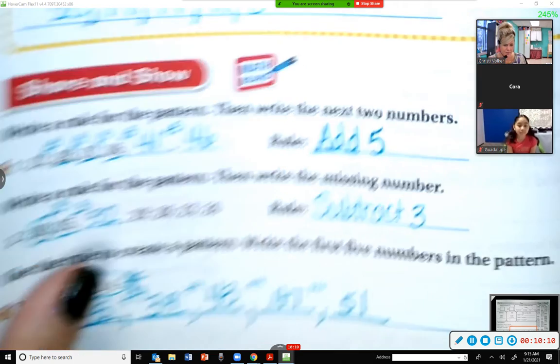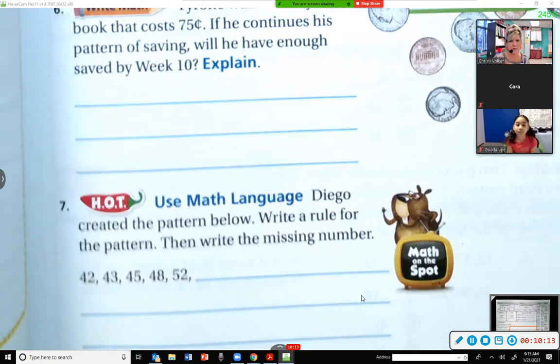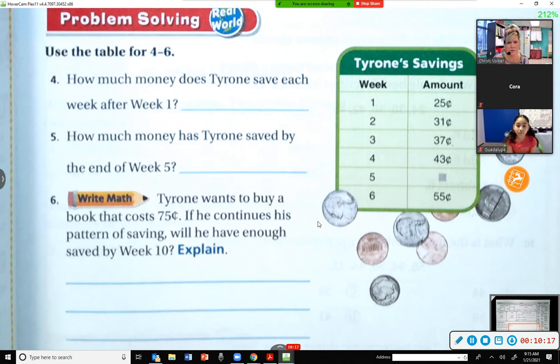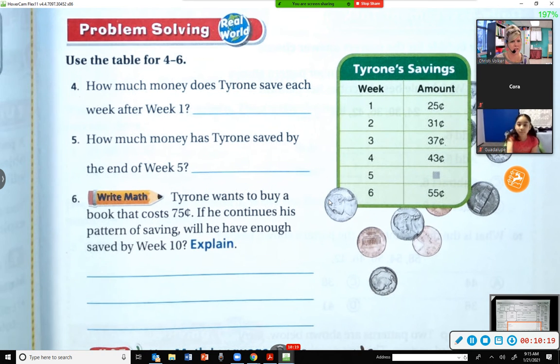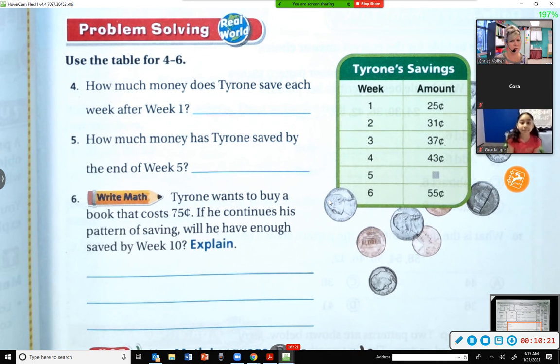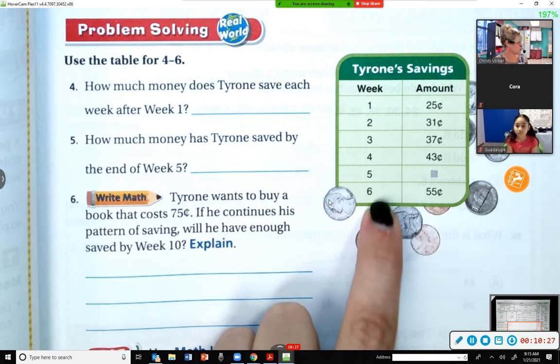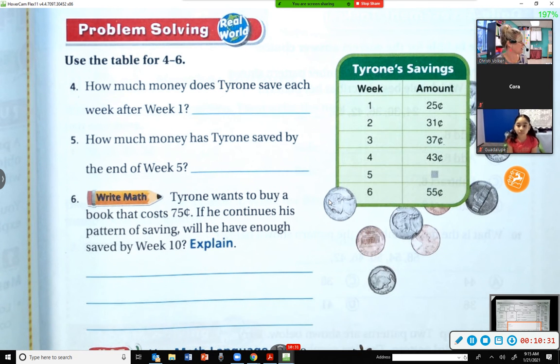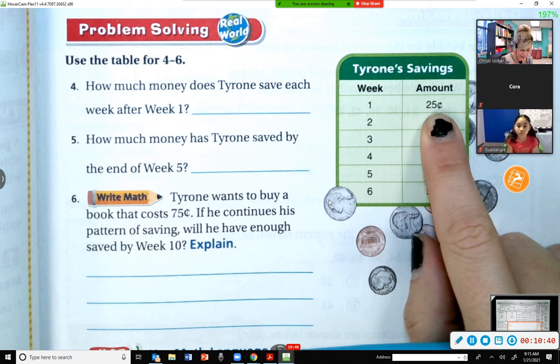Good. All right, so now let's look at the table over on the other side. Can y'all see that at home where I'm at in the book? Okay, good. Number 4 says, how much money does Tyrone save each week after week 1? And this is kind of what you saw in your power quiz. You saw a table going up and down, and you had to find the next number in the pattern. Okay? So let's look over here at what the pattern is.